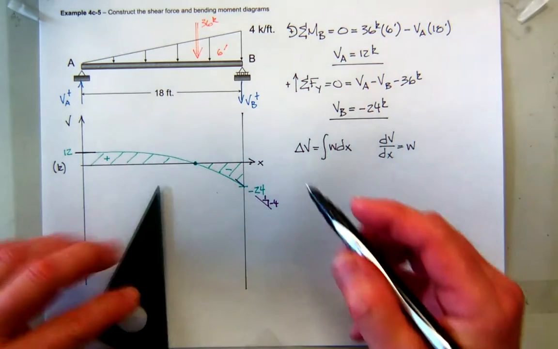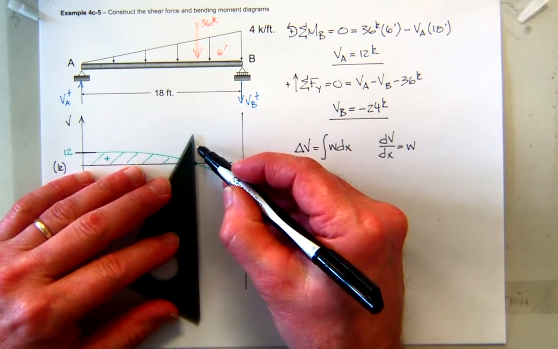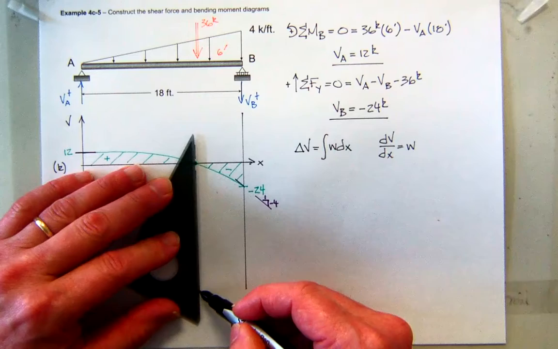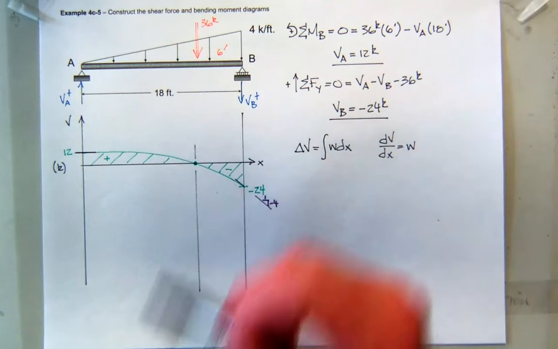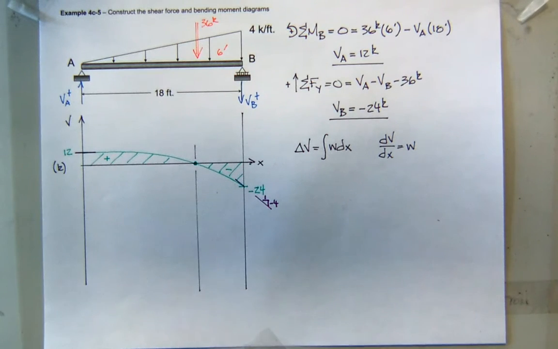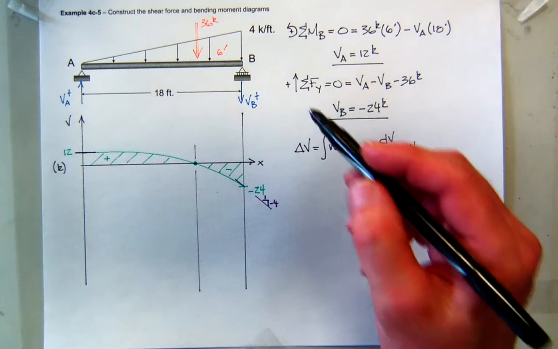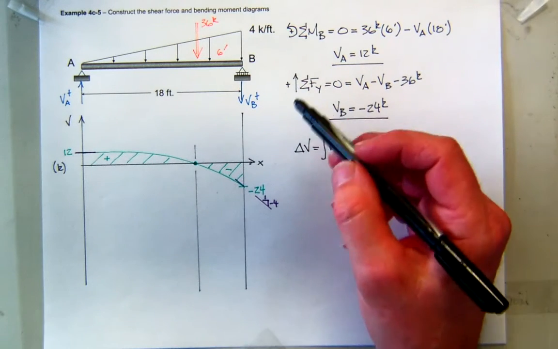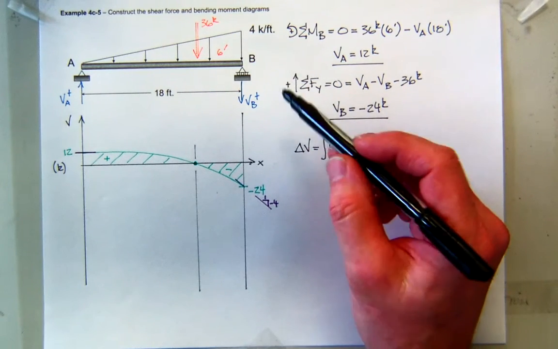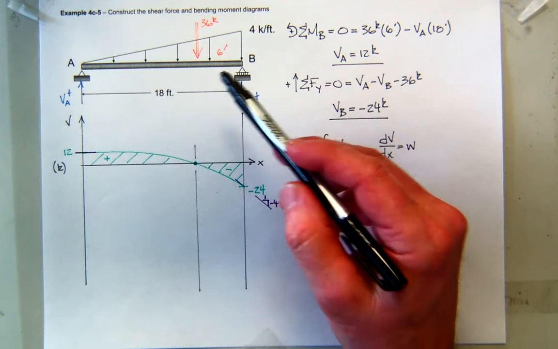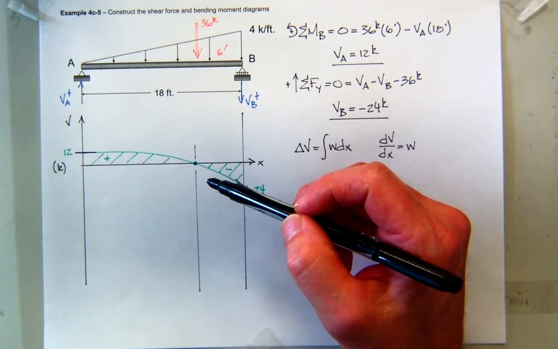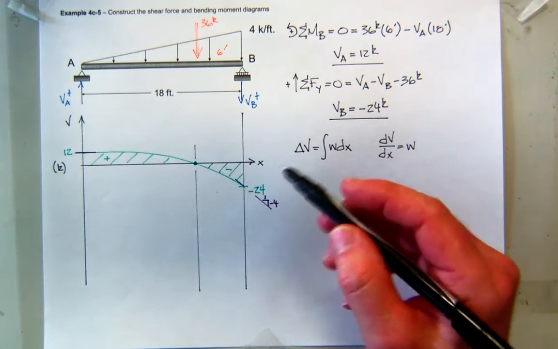And we know that's going to be important because what is that? That's probably going to be where my moment is going to be max or min. Now I'm working this problem kind of intentionally at the beginning because I want to show you this is where this graphical technique of shear force and bending moment hits a little bit of a bump.